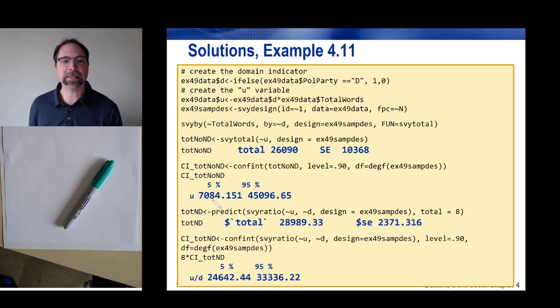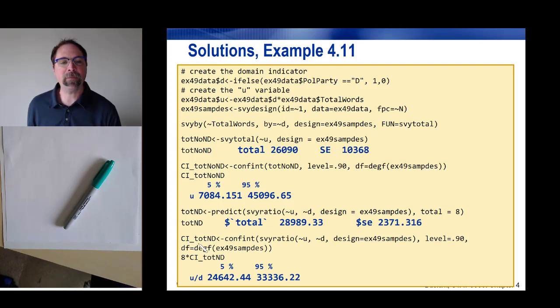Now, if I know the N sub d, I'm going to predict the survey ratio. So I need to get an estimate of the b hat. This is something we've already done before. And then I'm going to specify what the total is so that I can multiply the overall b hat times the total. In this case, my total is about 228,989, and the standard error is about 3.5 times less than what I got in the situation where I did not know the number of Democrats in the population.